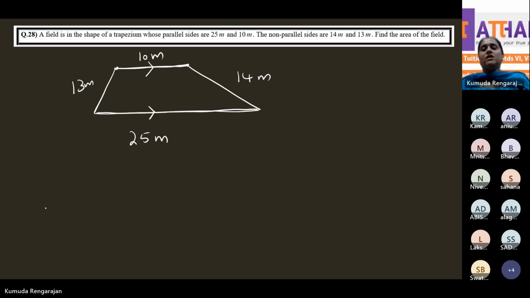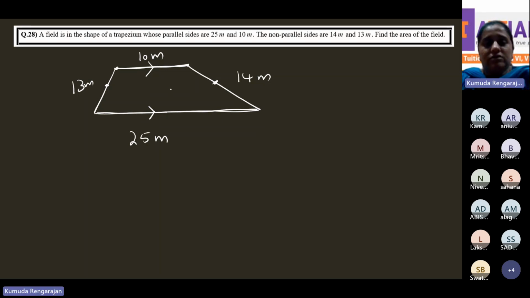Find the area of the field. The question is to find the area of the field. So we know all the sides of the trapezium. We know the parallel sides are 10 meters and 25 meters. And these two sides are not parallel, and they are 14 meters and 13 meters. You need to find the area of the field.